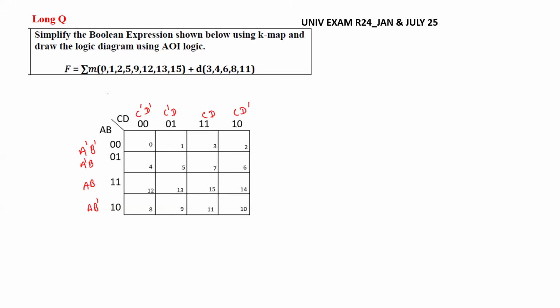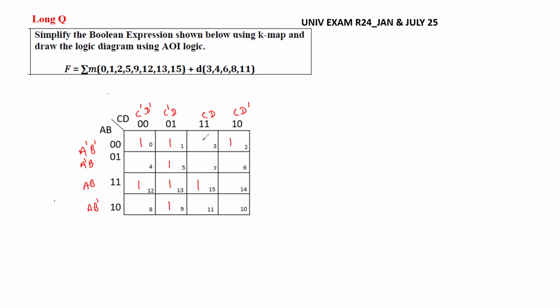So first we'll put the min terms, which are without don't care, that we are going to write. Here the given ones are 0, 1, next we have 2, next we have 5, another is 9, next we have 12, next is 13, and next is 15. Apart from this, don't care conditions are there.